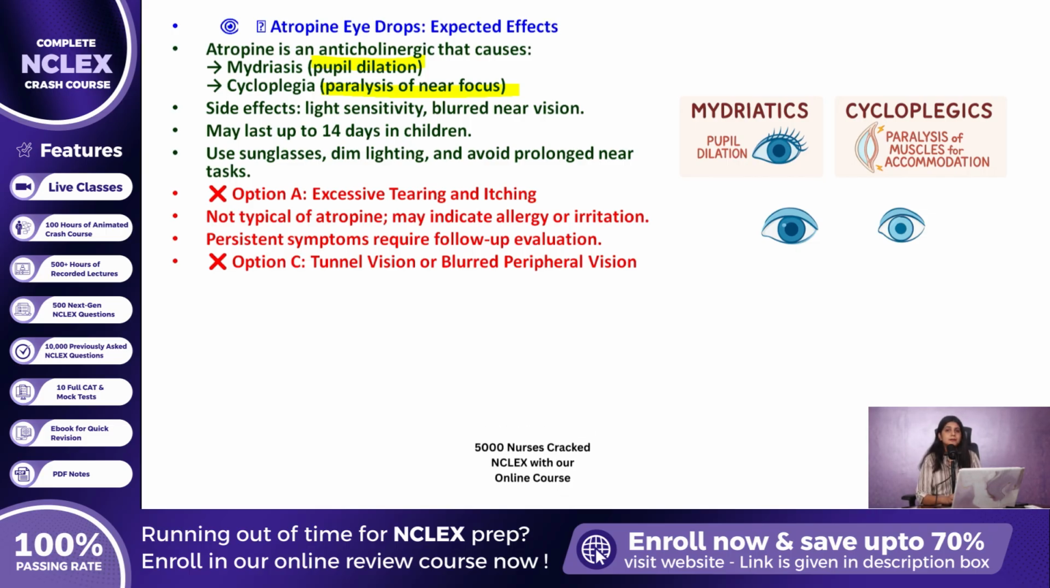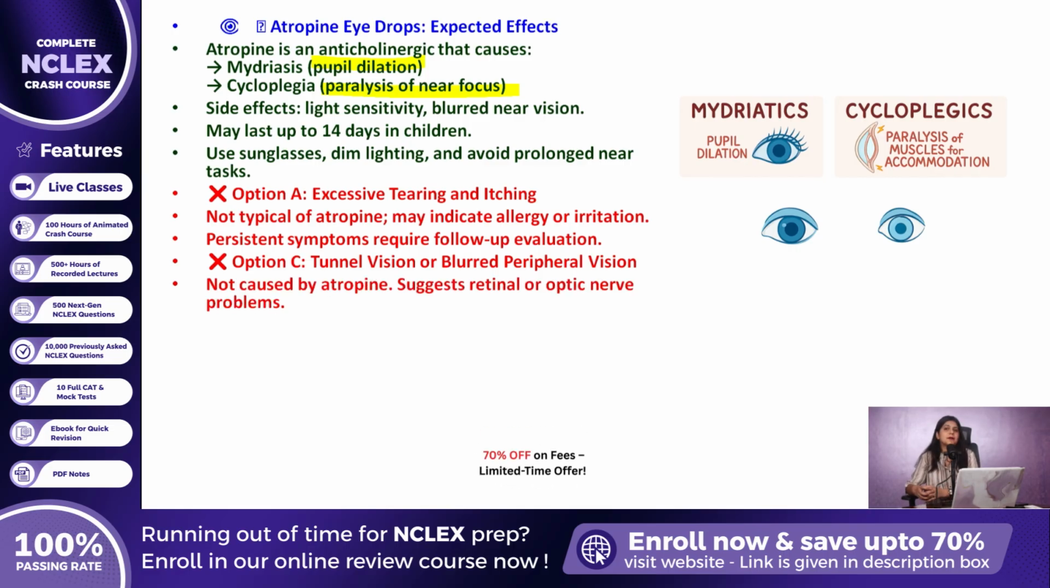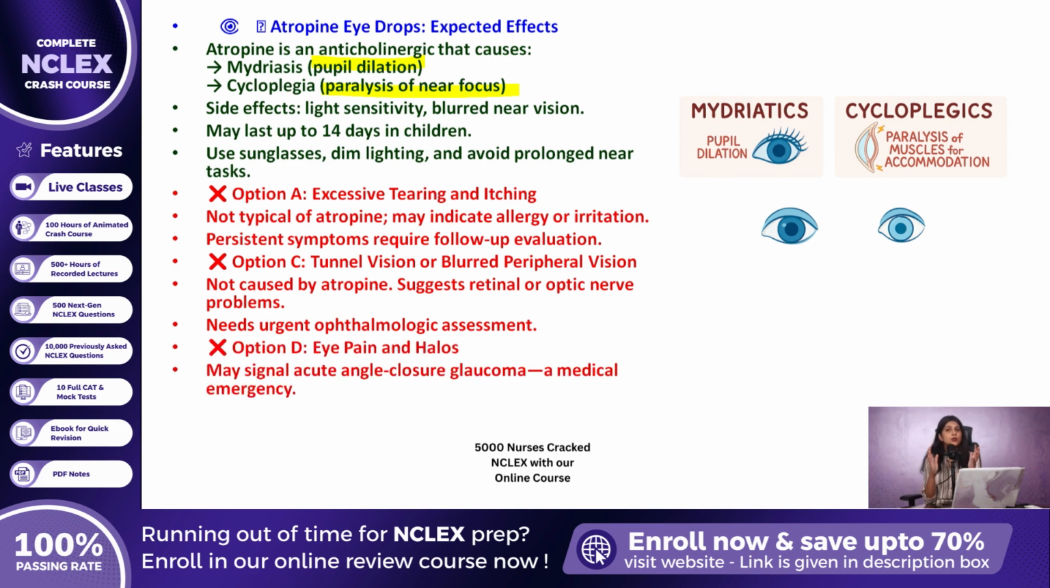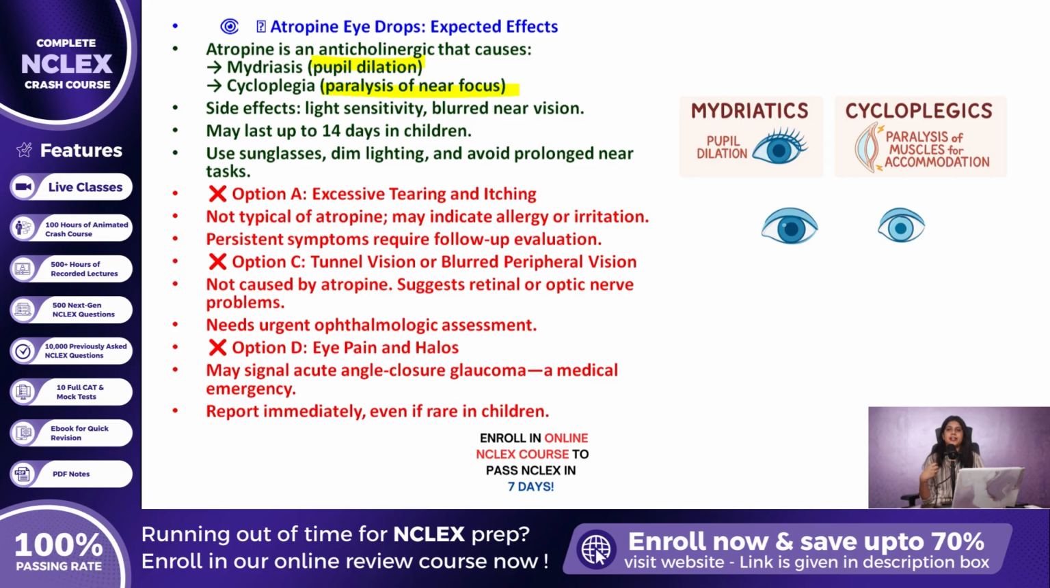action. These symptoms could indicate serious retinal or optic nerve issues and are not expected with routine pupil dilation. This type of visual field change should always be treated as an urgent ophthalmologic concern. Lastly, option D, severe eye pain and halos around lights, could be signs of acute angle closure glaucoma, a rare but serious medical emergency. Although this complication is extremely uncommon in young children, any report of these symptoms should be taken seriously and requires immediate provider notification.